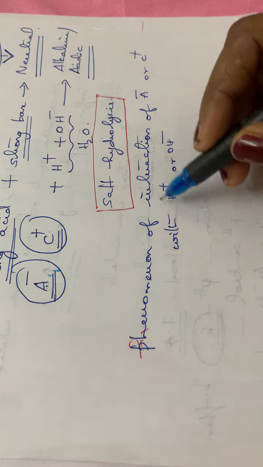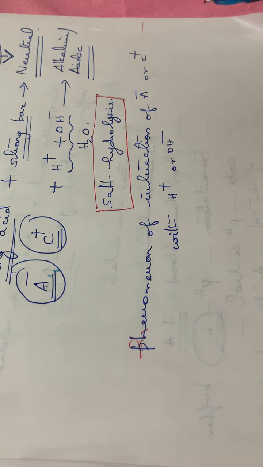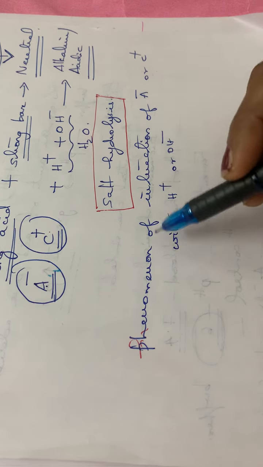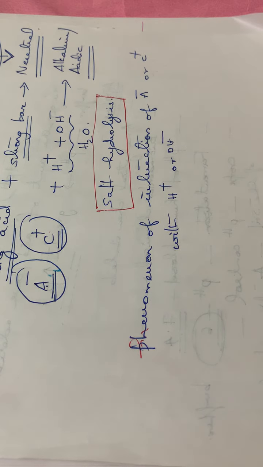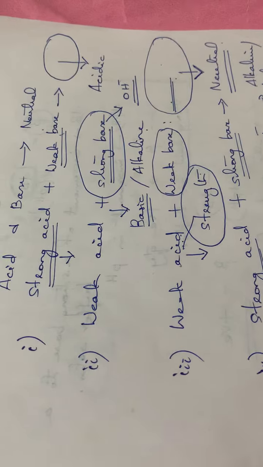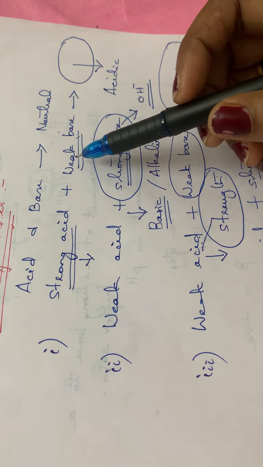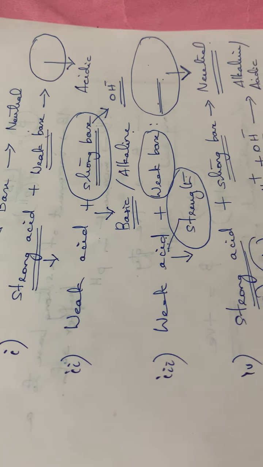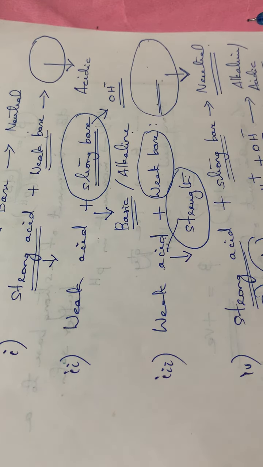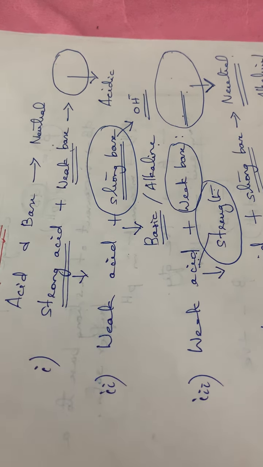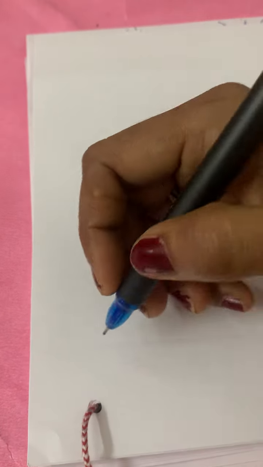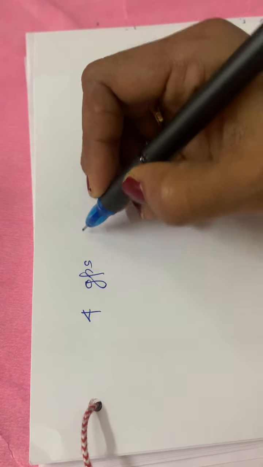So the resulting solution depends on this interaction. The strength of the solution depends on the interaction of the ions of the salt. Based on this, we can classify salt hydrolysis into 4 categories: strong acid weak base, weak acid strong base, weak acid weak base, and strong acid strong base. These are the 4 distinct groups of salt hydrolysis.